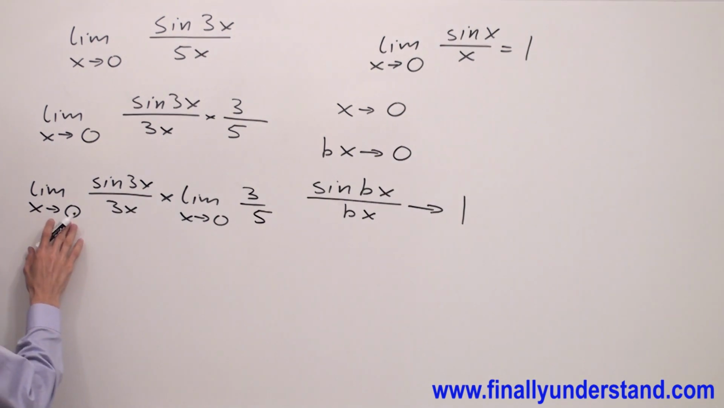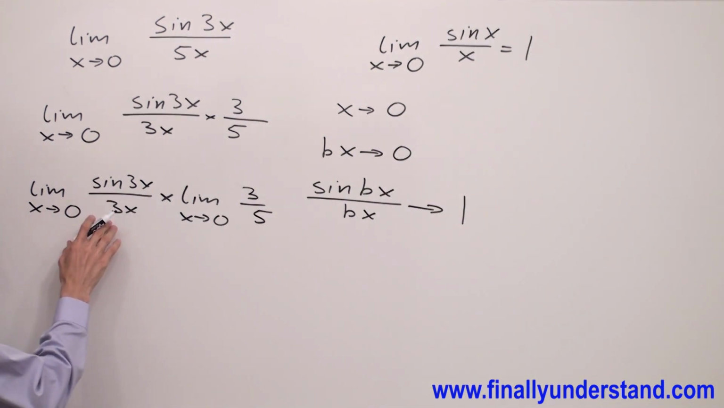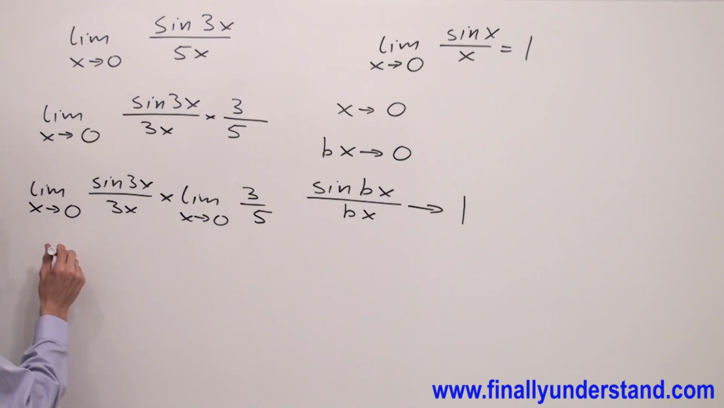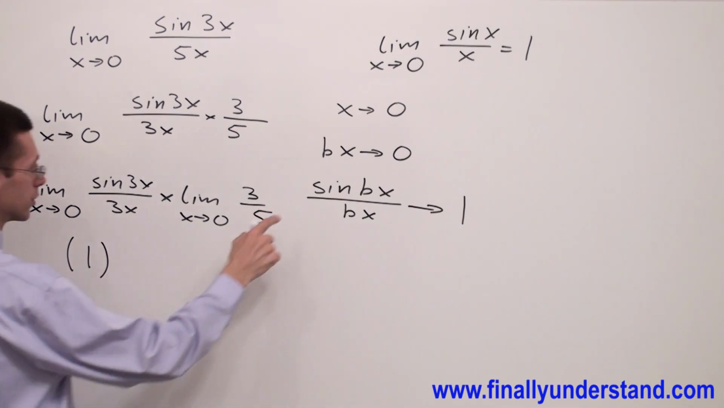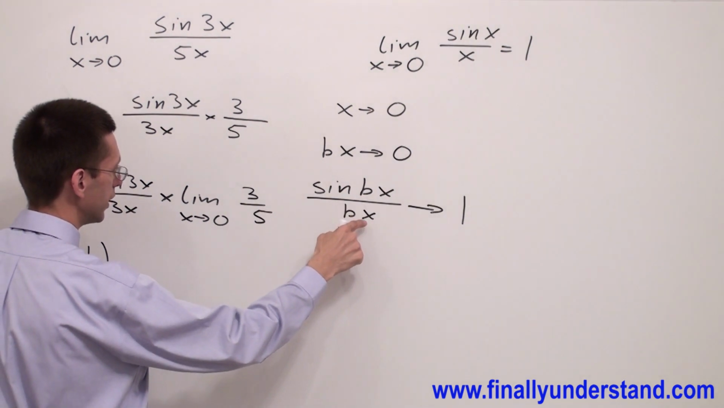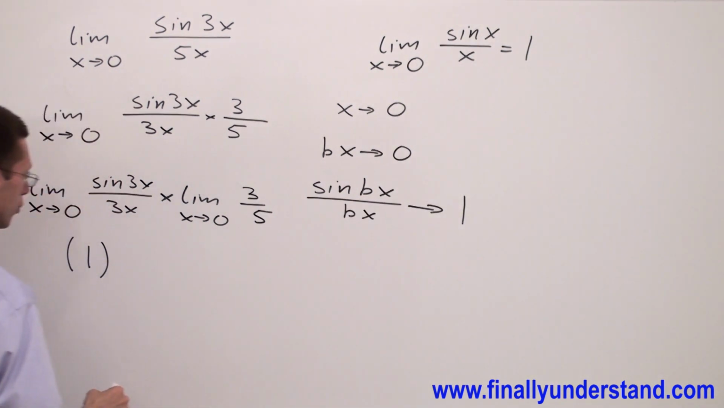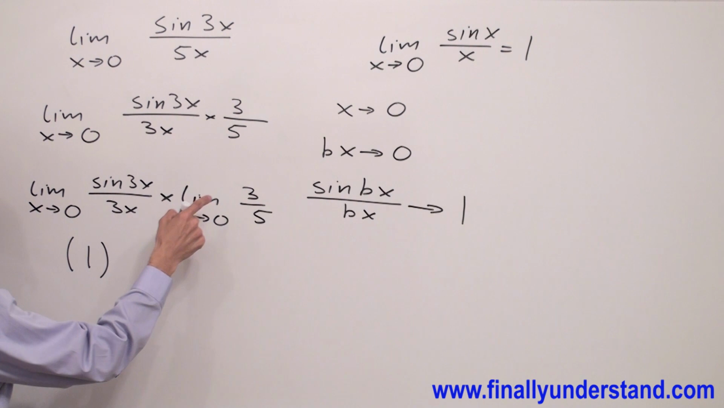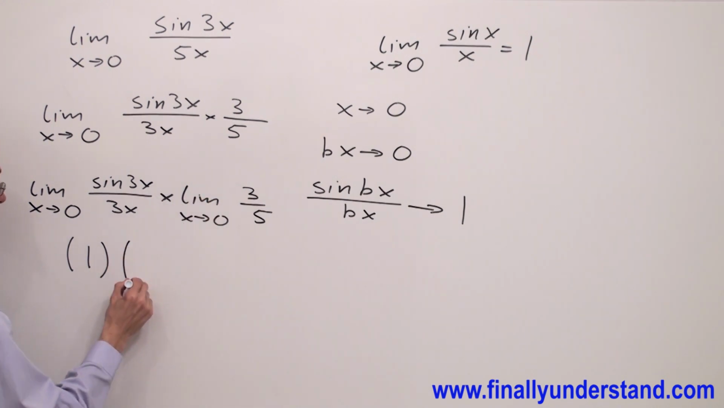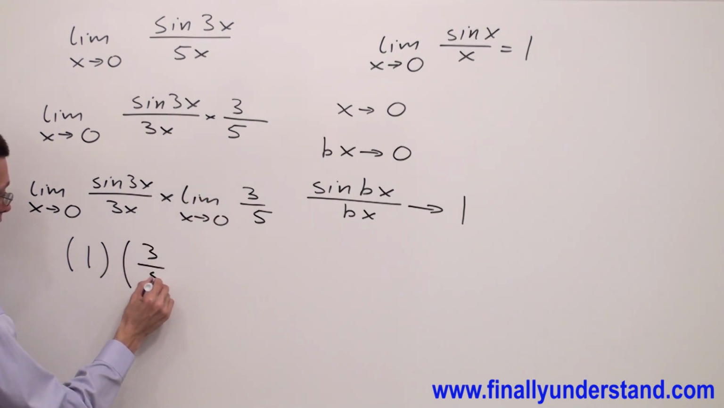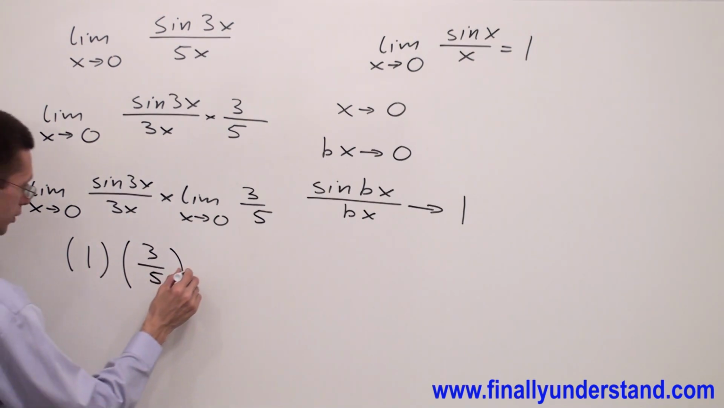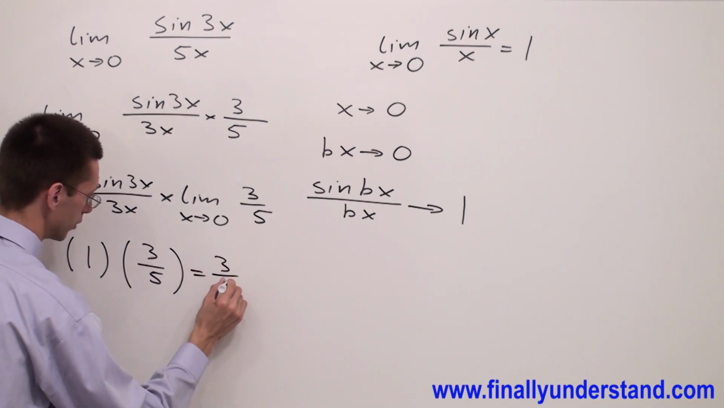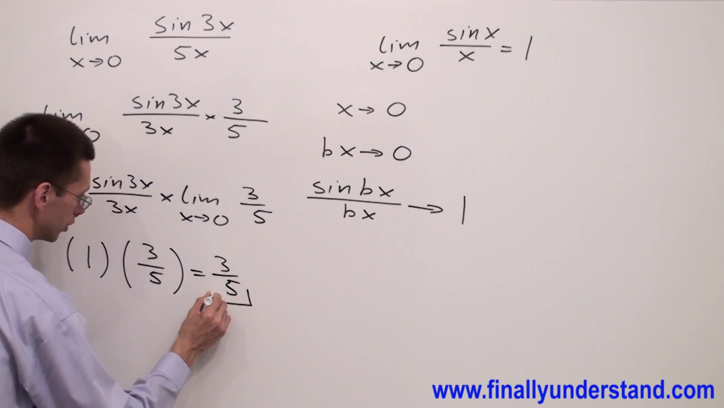The limit with x approaching 0 of sine 3x over 3x is equal to 1. Why? Because sine bx over bx goes to 1. The limit of a constant is equal to the constant. I have 3 over 5. 1 times 3 over 5 is equal to 3 over 5. This is the solution to my problem.